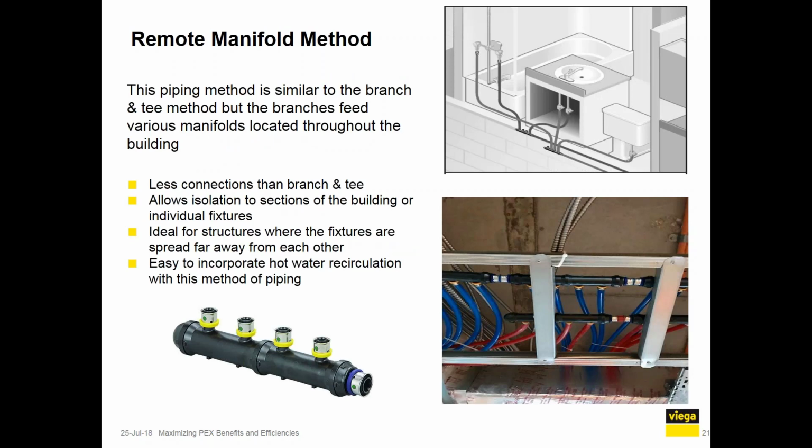With remote manifold, this piping method is similar to branch and tee. However, the branches feed various manifolds located throughout the building. The key here is that this is ideal in a situation where your fixtures are far away from each other. So there's definitely a time and a place to use remote manifold installation. These manifolds will then, say, feed a bathroom group, for example. And it is an easy way to incorporate hot water recirculation. You'll see here a couple of photos of Viega PureFlow Press remote manifolds that we offer in our product portfolio as well.